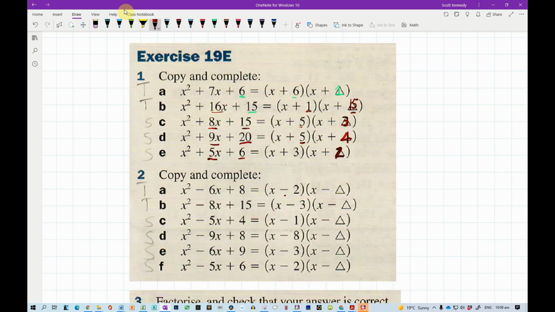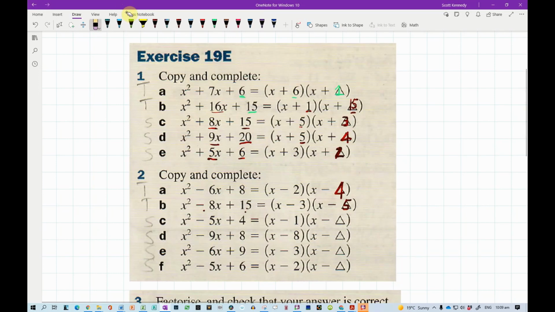factors of 8. Minus 2 times what is positive 8? Well, it must be minus 4. And do those two add up to minus 6? Yes, they do. Minus 2 and minus 4 add to negative 6. Now let's move on. This time we've got a positive 15 and the factors must add to a negative 8. So minus 3 times minus 5 gives me positive 15, and they add to make minus 8. That's good.